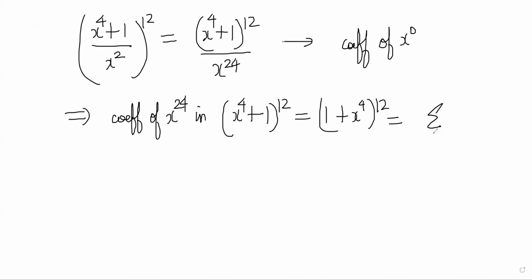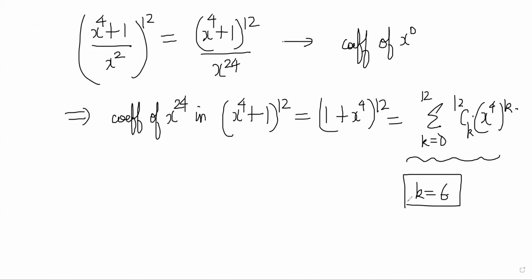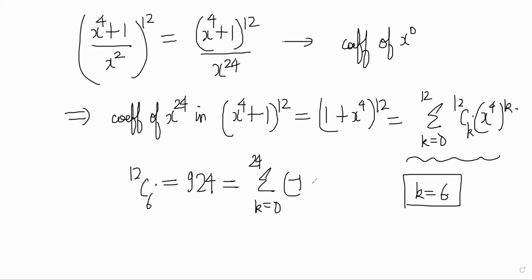So (x power 4 plus 1) power 12 can be written as (1 plus x power 4) power 12, which can be written as the expansion summation k goes from 0 to 12 of 12ck (x power 4) power k, right? And for it to be the coefficient of x power 24, k must be equal to 6, right? So the coefficient is 12c6 basically. 12c6 is equal to 924, which is our answer for the summation k goes from 0 to 24 of minus 1 power k ck square. So that is the solution for this question.